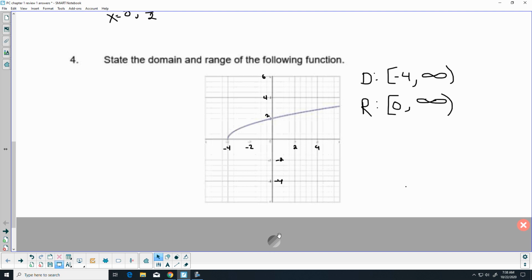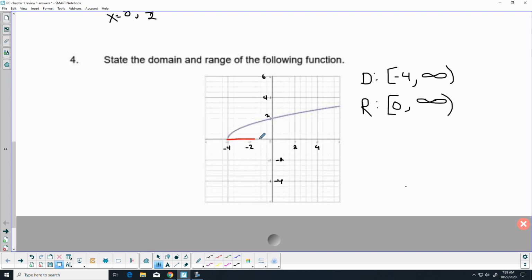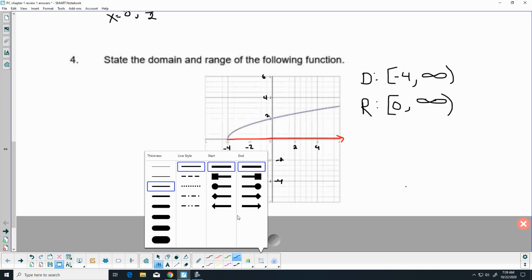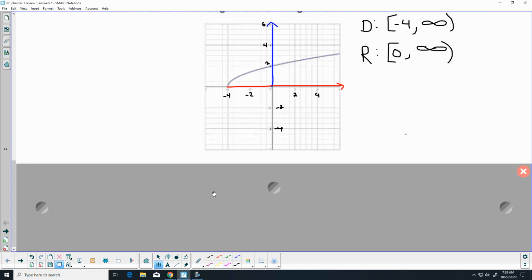State the domain and range here. Sorry if those numbers did not come out that clearly. I think when they get uploaded, it gets a little bit blurry. My domain are my x values, which it looks like my x's are really traveling from -4 to infinity. And then my range are my y values, and it looks like my y is traveling from 0 to infinity. All right, next page.